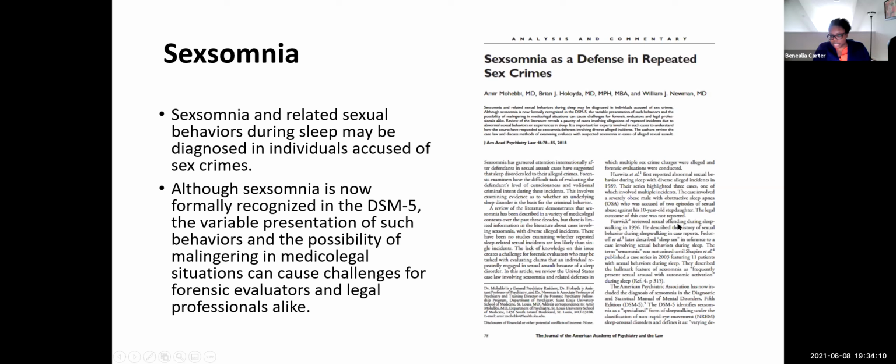So right here, if you see, there was a case involving a severely obese male with obstructive sleep apnea who was accused of 2 episodes of sexual abuse against his 10-year-old stepdaughter. The legal outcome of the case was not reported.